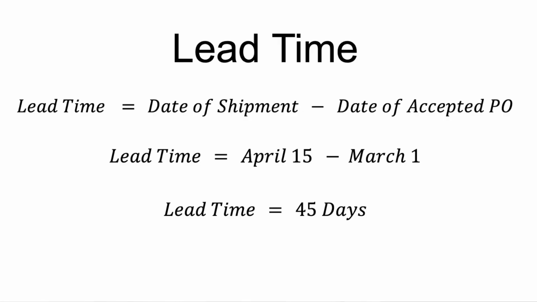Now, let's talk about lead time, which indicates how efficient your supplier really is. Lead time measures how long it takes for your supplier to fulfill an order, starting from the moment you place it to when it's delivered to your door. The formula to calculate lead time is straightforward. It's just how many days from the day the PO is accepted by the supplier to the date of the shipment. For example, if you place an order and it's accepted on March 1st and shipped out on April 15th, then your lead time is 45 days.